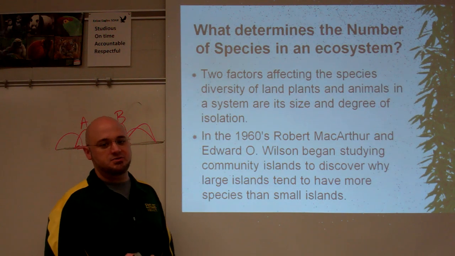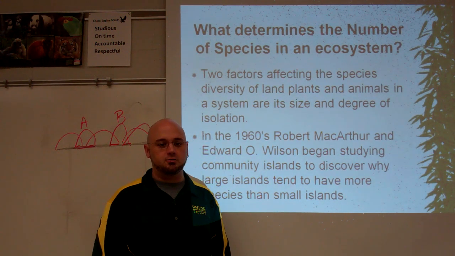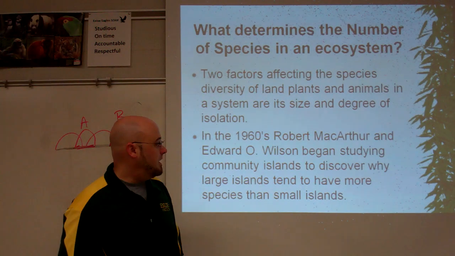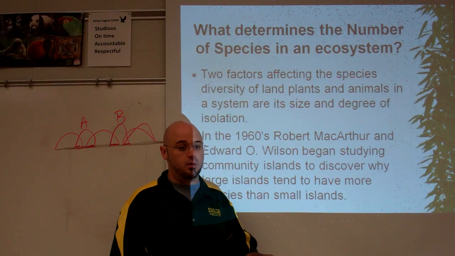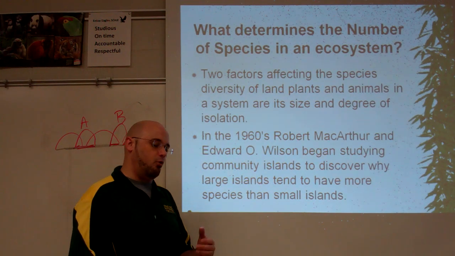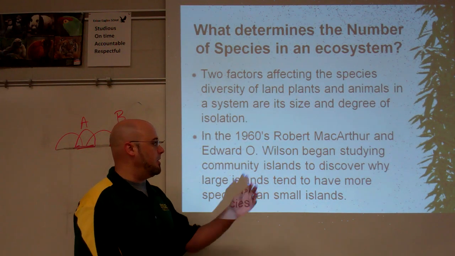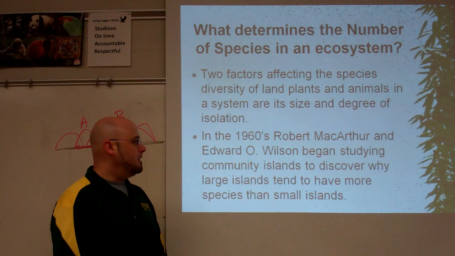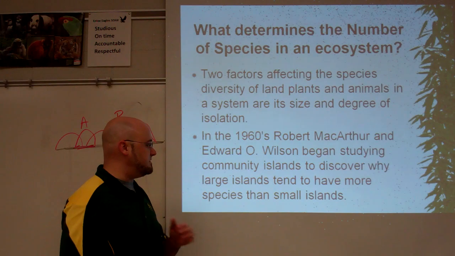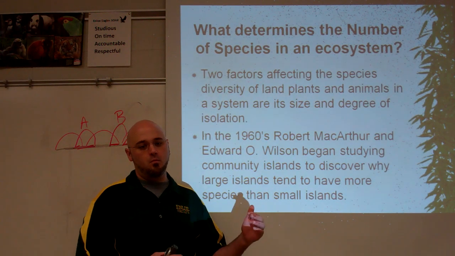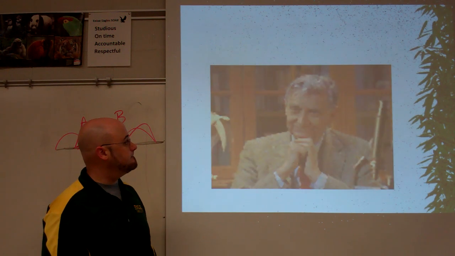Now in the 1960s, two gentlemen, Robert MacArthur and Edward O. Wilson, and I'm not normally big with people's names, but you really should know Edward O. Wilson. MacArthur, important, but not so much. He was really a partner in this project with Wilson. But they basically started studying island communities, to discover why some islands had more species than others.